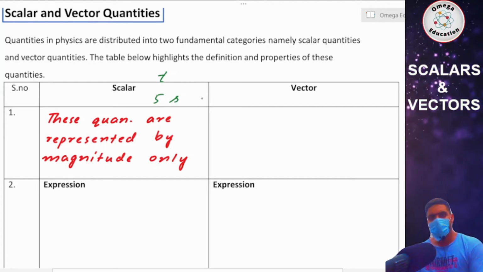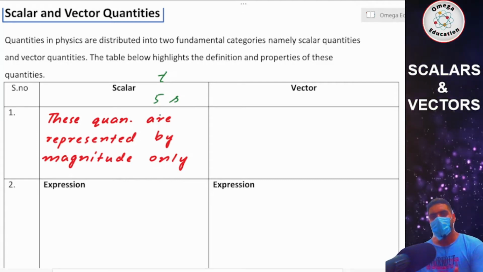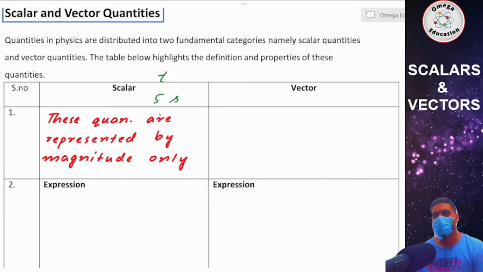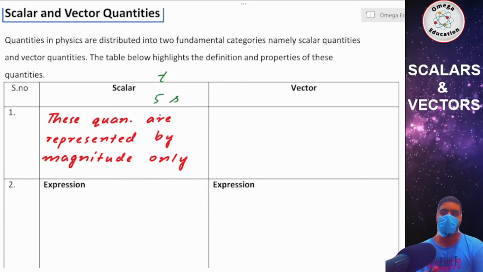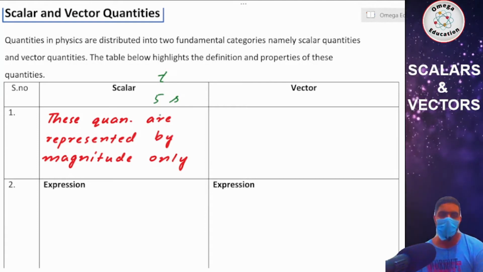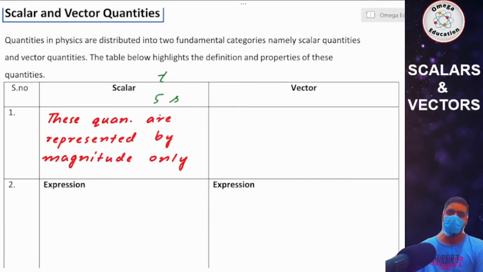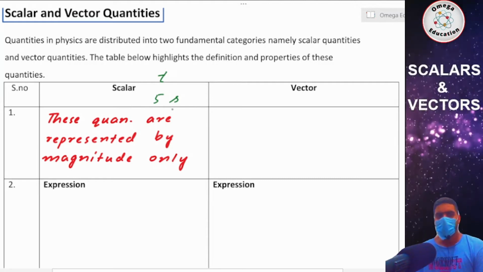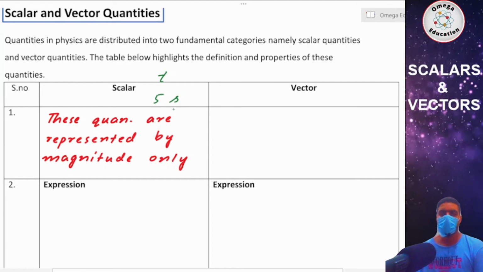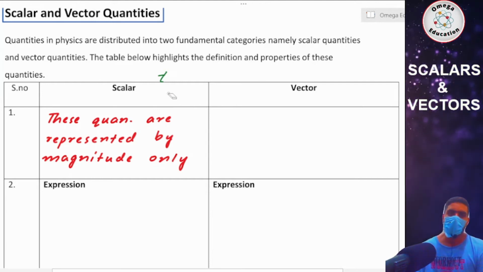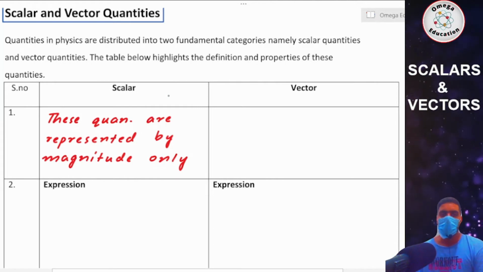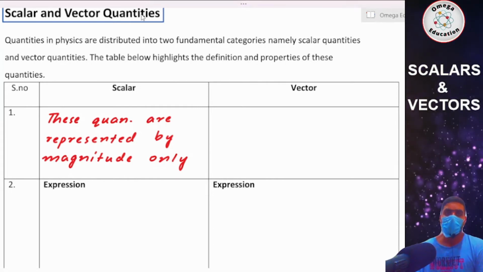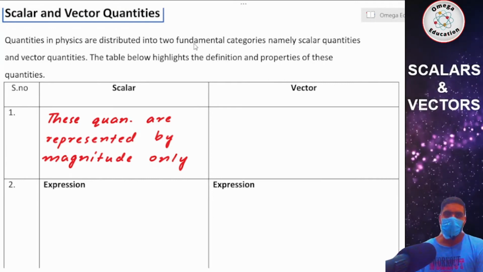Now do we need to explain that 5 seconds with direction? Or have you heard someone saying it took him 5 seconds upward, or it took him 5 seconds downward, or it took him 5 seconds towards north to complete a task or to answer a question? No, that makes no sense. So those quantities with which you do not need to mention the direction, with which direction makes no sense, those quantities are scalar quantities. Time is one of them. I've given the example of time. Time is a scalar quantity.